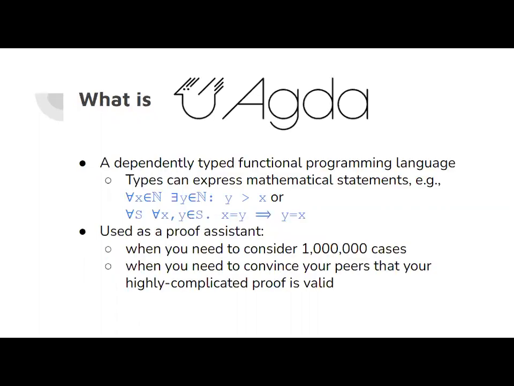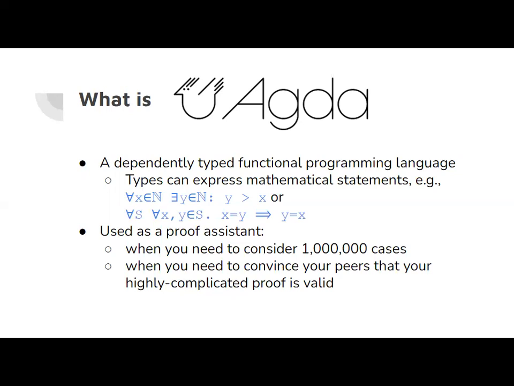What is Agda? Agda is a dependently typed functional programming language. That means, as a consequence, its types are so strong that you can express mathematical statements as a type. So for example, you can state that for every natural number, there exists a larger natural number. You can express the reflexivity of equality and so on and so on.